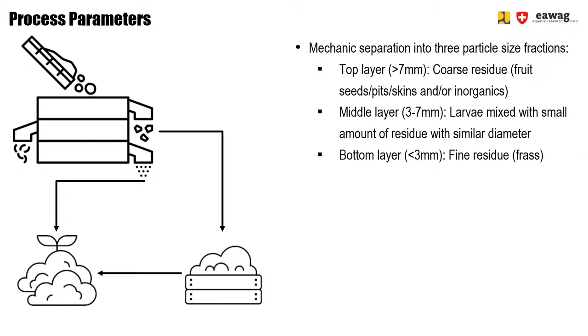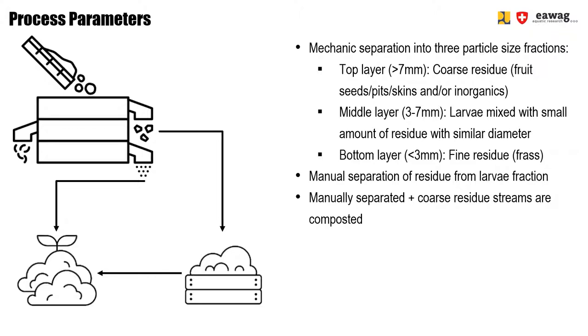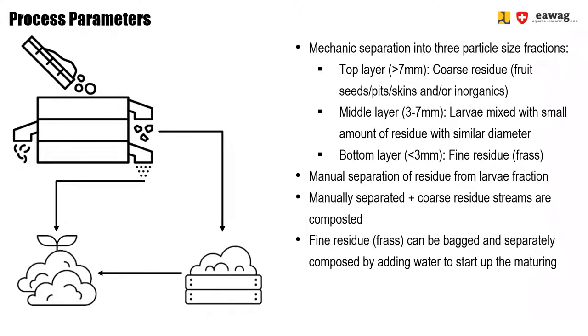Then, after the mechanical process, there is a manual separation process where the larvae and a small amount of residue with a similar diameter as the larvae are separated by removing the top material which the larvae have pushed up, as I explained to you previously. The coarse residue from the top layer combined with the manually removed coarse residue are composted. The fine residue, or the frass, from the bottom layer is directly bagged in plastic woven aerated bags and separately composted by just adding water on top of the bag every 3 days.